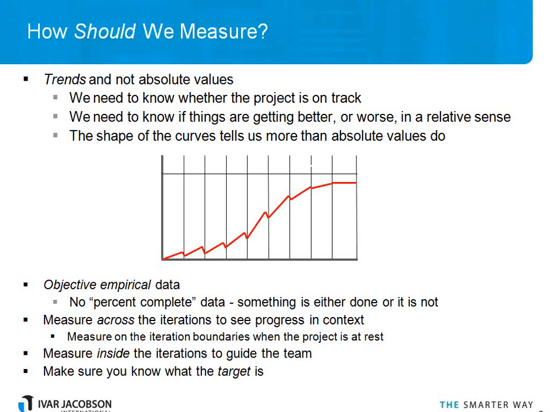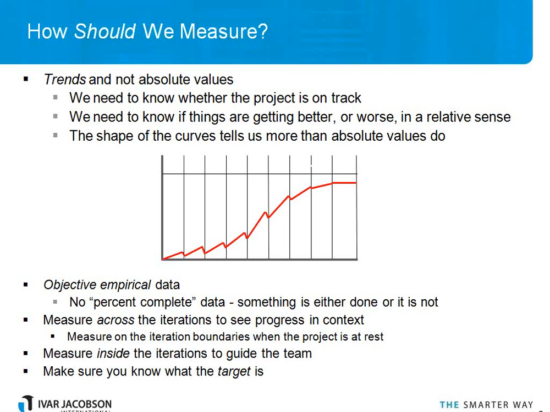To be effective with our measurement, we want to measure across the iterations because this allows us to see the progress in context. To be able to make sense of the measurements, we've got to know what the target is. A measure without a target may be interesting, but it won't help us to steer the project. We need to know what our tolerances are, where we're trying to get to. We also might want to measure inside the iterations to guide the team, and these are the things that we would be looking at today.